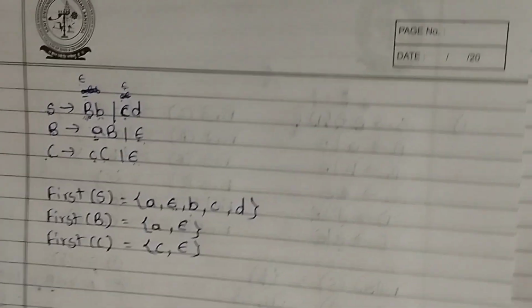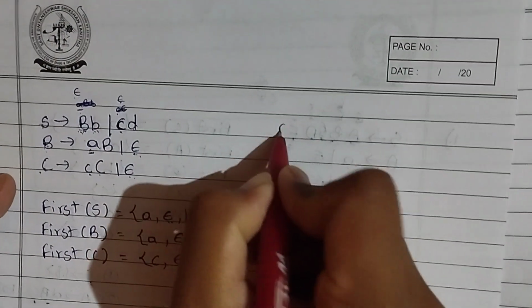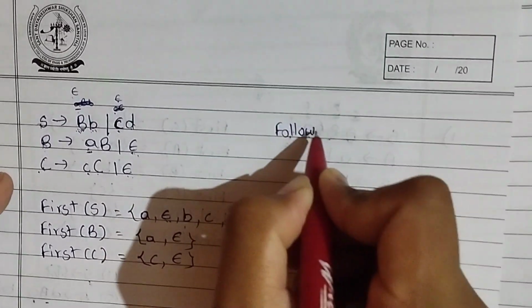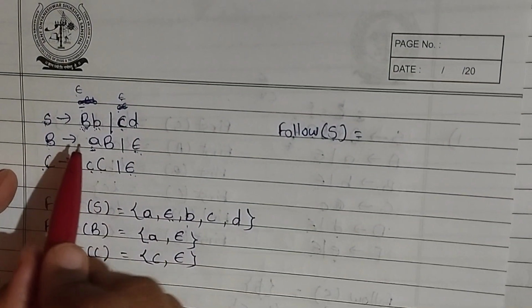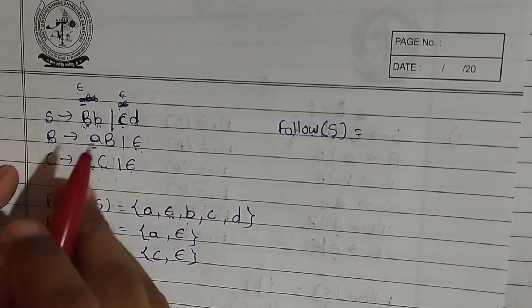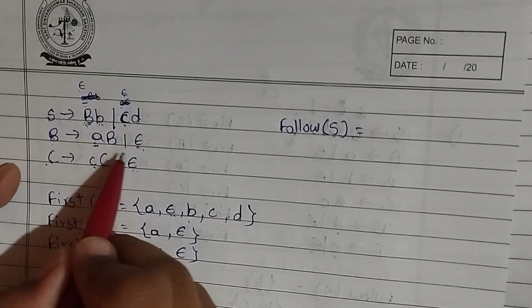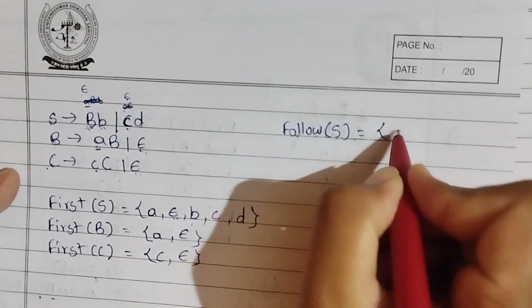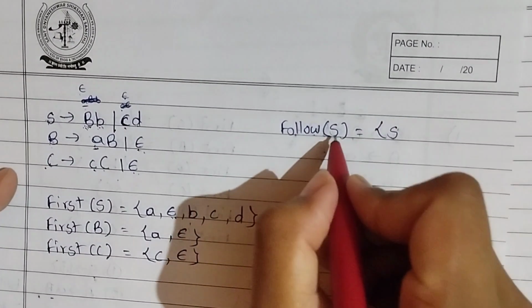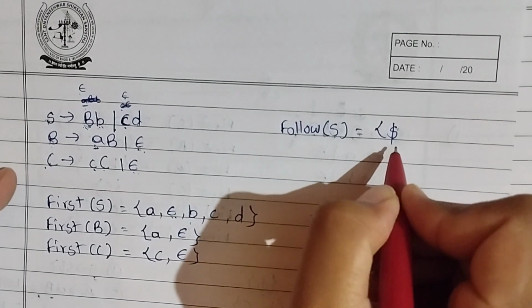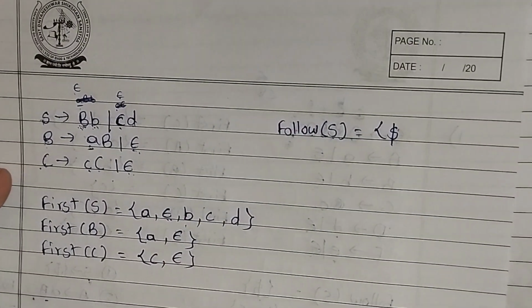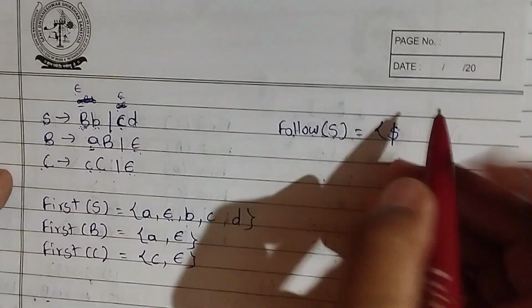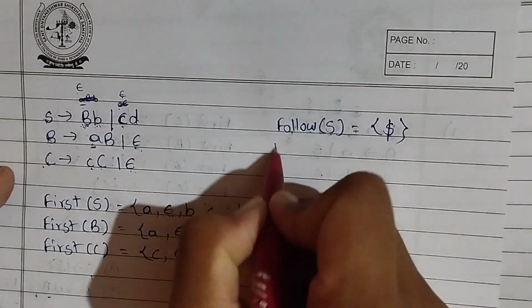Now we find out the follow. So let's suppose we find out the follow here itself. So the follow of S. Now see, is S anywhere at the right side of the grammar? Is S present? No. Then the follow of the starting symbol is dollar, always present, and nothing else is present now because S is not present anywhere. So this is the follow of S.